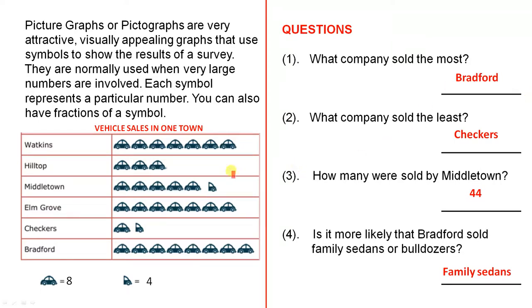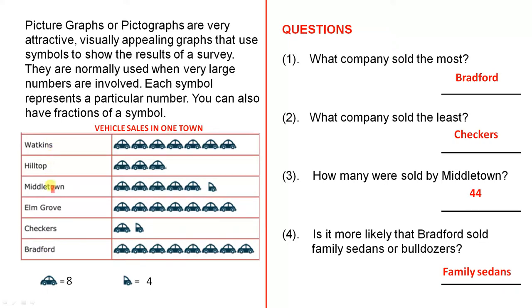So here is a pictograph. You can see how attractive it is. Of course, it's got little pictures of cars in it. And the heading is Vehicle Sales in One Town. And these here are all the different car companies. I think that's what that would be.